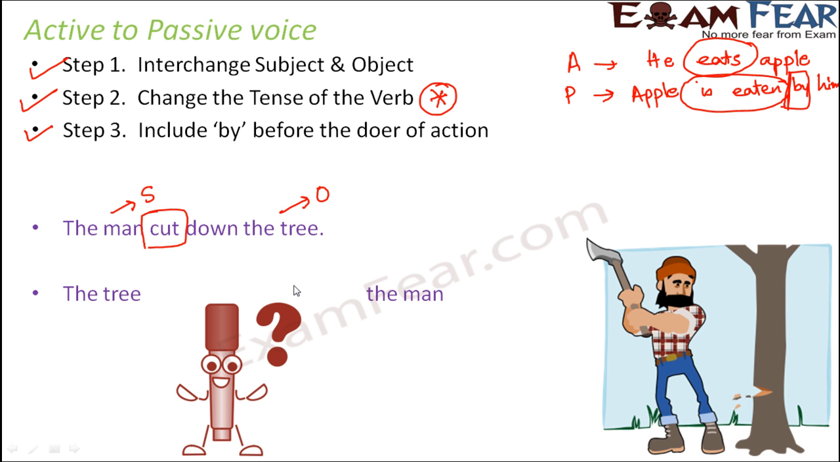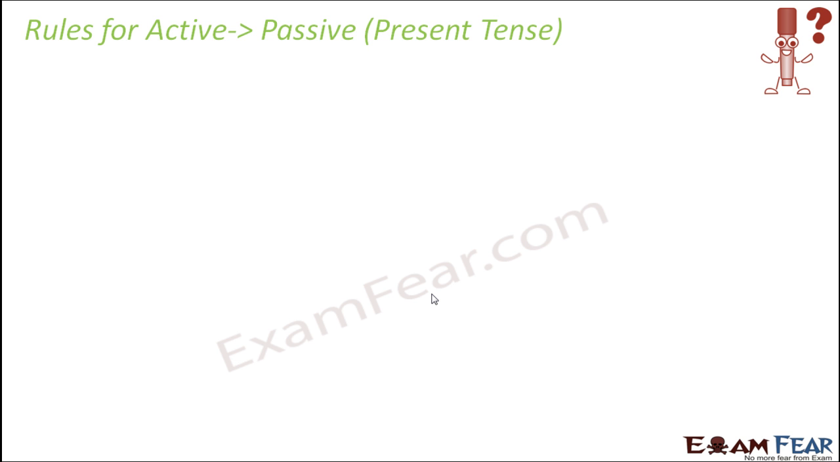Step 3 again is simple, because we just need to insert by before the doer of the action. Here the doer of the action is the man, so we just need to insert by here. Step 1 and step 3 are simple, but step 2 is tricky. So let us spend some more time to understand how we handle step 2, that is, how we change the tense of the verb when we are converting from active to passive. Let us first talk about the present tense. We will only talk about the present tense to start with.